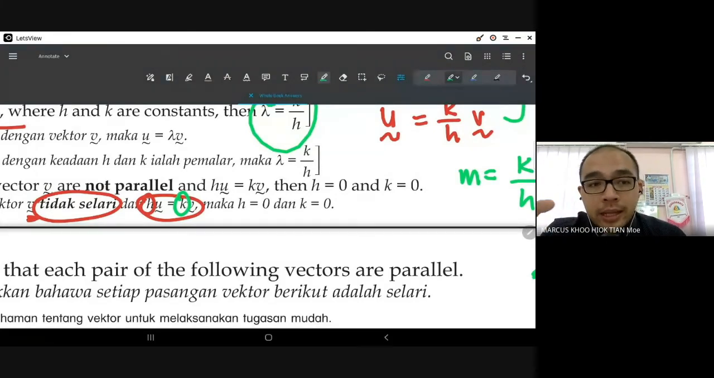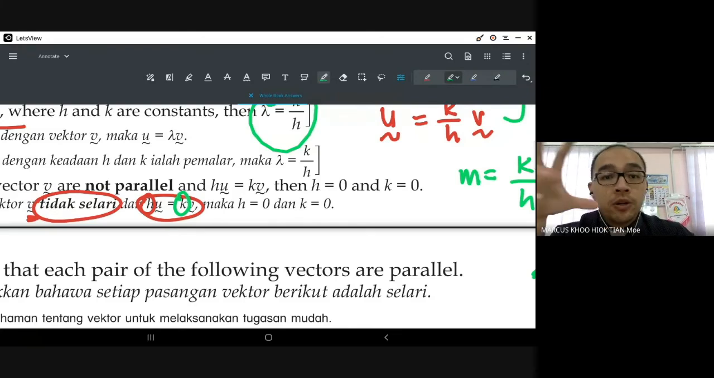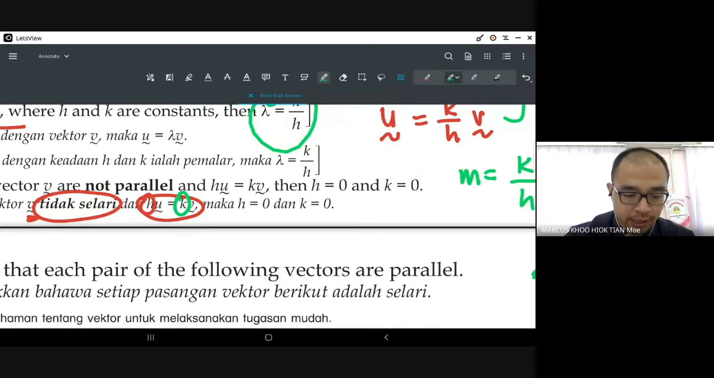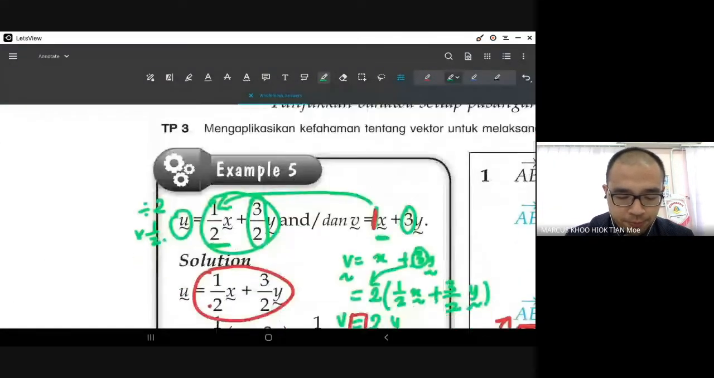And the number k and h is not necessarily just one single number. It can be the whole thing, like a whole sentence. But you need to know that the whole sentence equals 0. Okay, that's the most important thing. Let's take a look at the example.